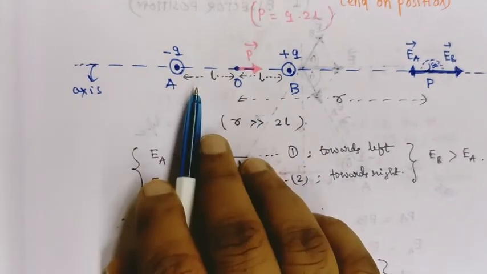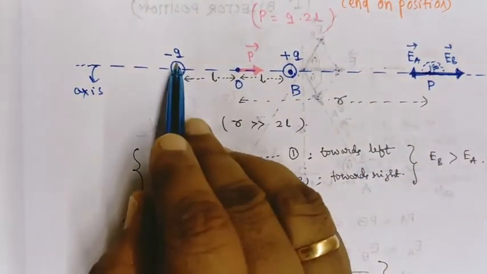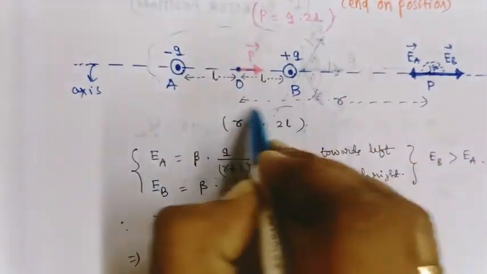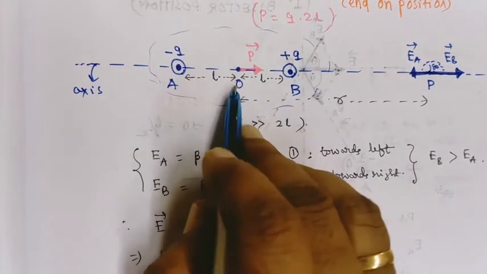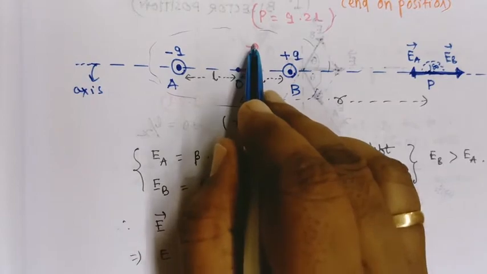The first diagram part is very important. First you see, this is the axis of your dipole. There are two charges, minus q and plus q. This is collectively known as an electric dipole. These positions are A and B. O is the center position of the dipole, and its dipole moment direction you have already discussed.